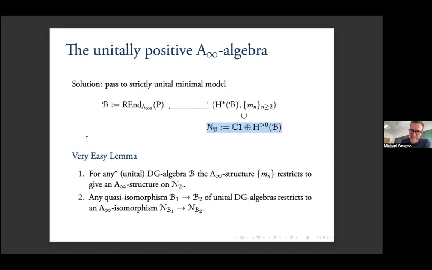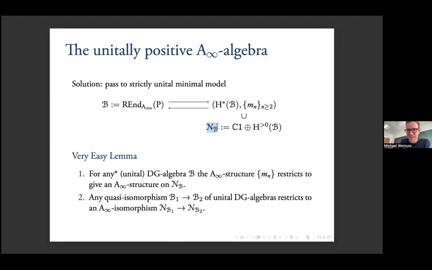And the second very easy lemma, which is very believable, is that if you have a morphism of unital DG algebras, that gives you a morphism between their minimal models. And because it takes the unit to the unit, it's not entirely surprising that it restricts to give you an A-infinity isomorphism between these two subalgebras. I want to pause and say this is a very easy lemma. If you're into symplectic geometry, a lot of people can do this in their head. I find this amazing, or alarming, depending on your viewpoint.